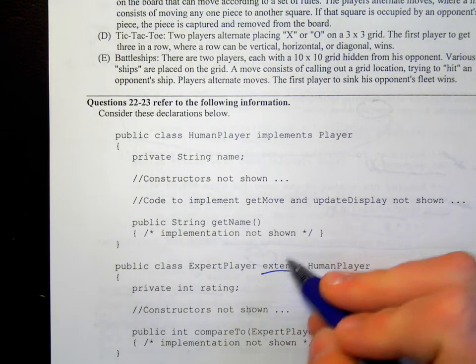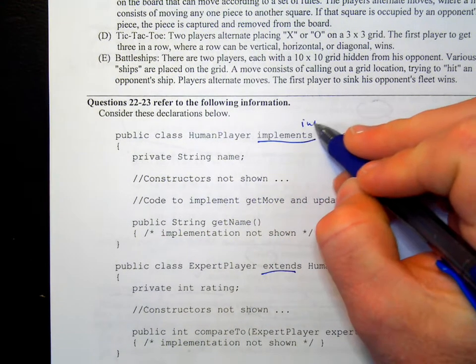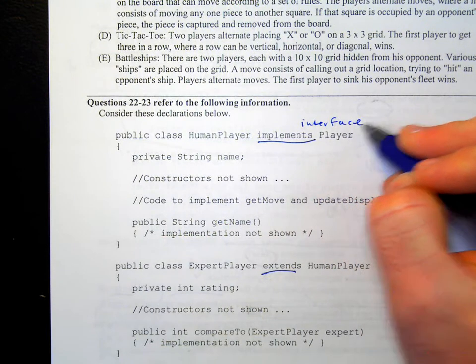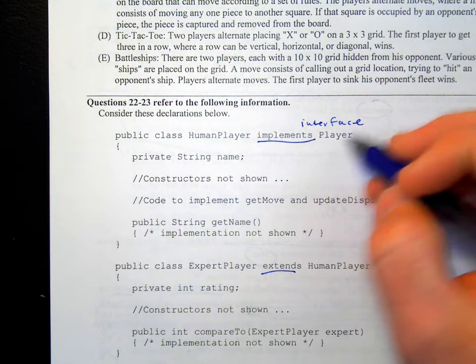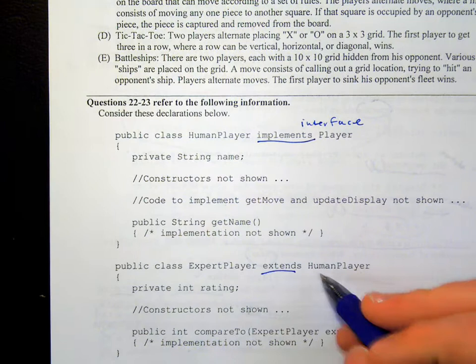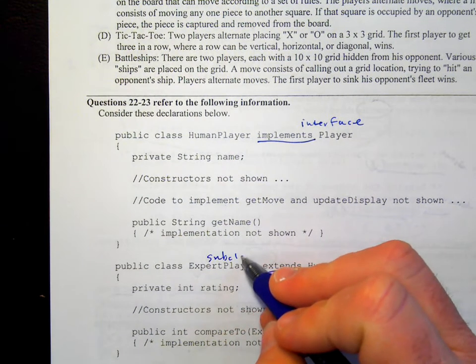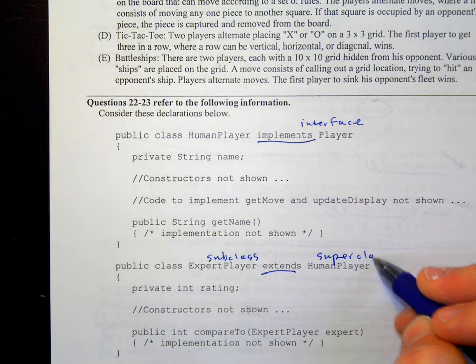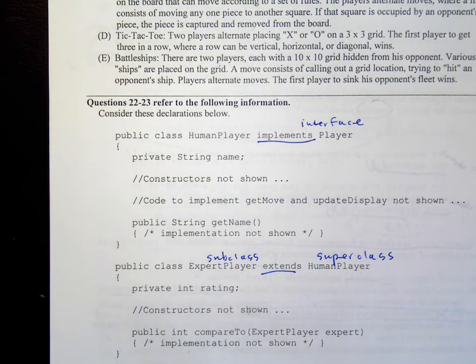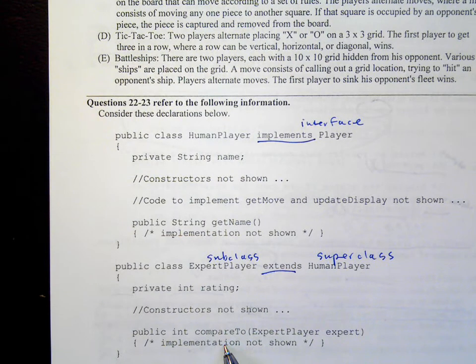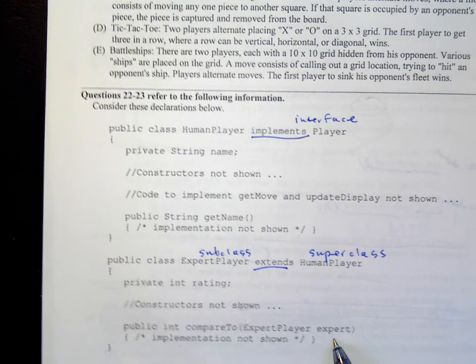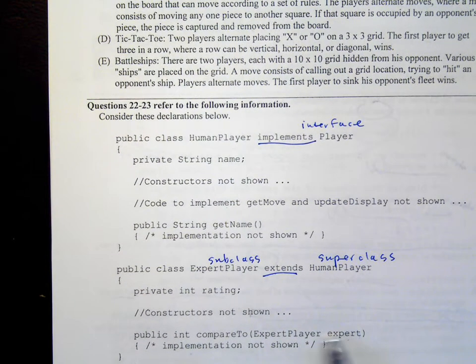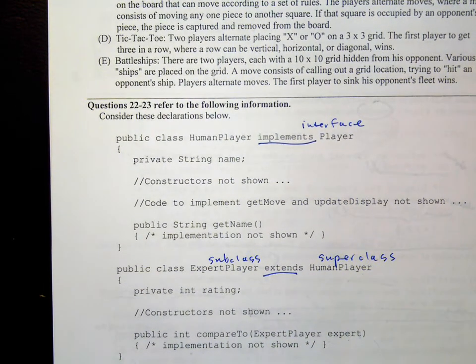So implements is for interfaces, right? Because that means you're going to write the code for the methods that they listed that were abstract. Extends is for a subclass. That's where you take one class and you add on to it, you extend it. It has a new private instance variable rating, constructors, and a compareTo method that takes another ExpertPlayer to compare to the current ExpertPlayer.